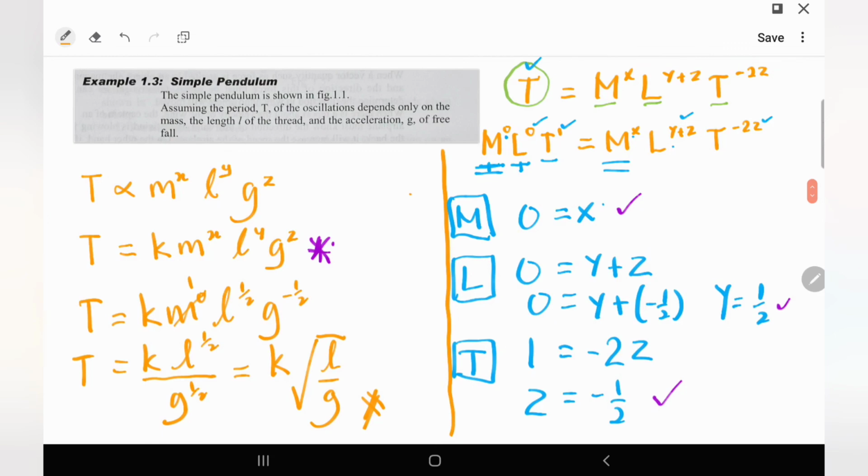Okay, so this is the example of how we use dimensional analysis in deriving any equation. Alright, I think that's all. You may try it by answering all the tutorial questions later.